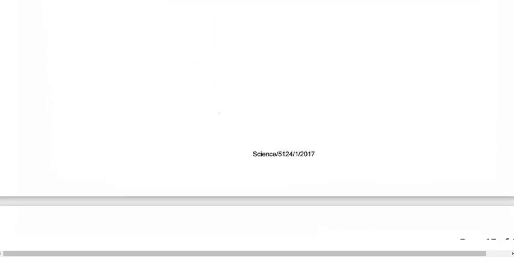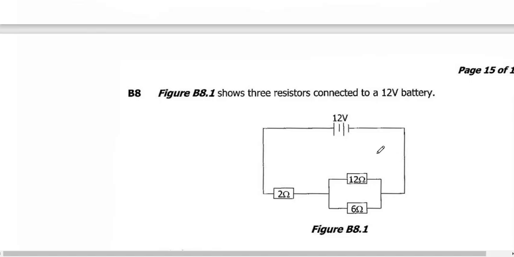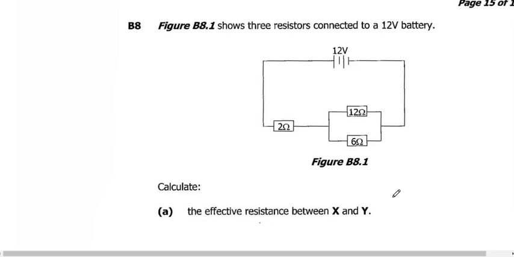So we can move on to question B8. B8 says, the figure B8.1 shows three resistors connected to a 12 volts battery. We've got this 12 volts battery, a 2 ohms resistor, a 12 ohms resistor, and a 6 ohms resistor. These two are connected in parallel, whilst this one is connected in series to this whole arrangement. Find the effective resistance between X and Y. There wasn't any labeling, but since we're being asked about the effective resistance, I'm assuming it is between this point and that point, so one of them should be Y.